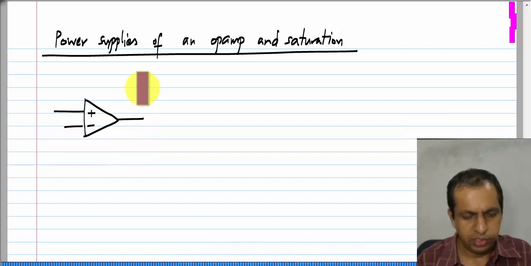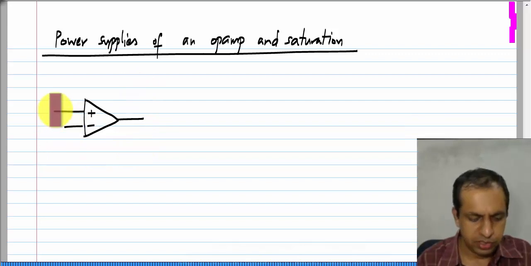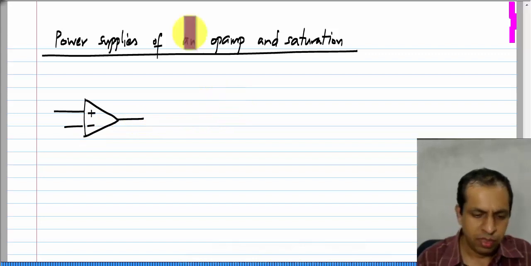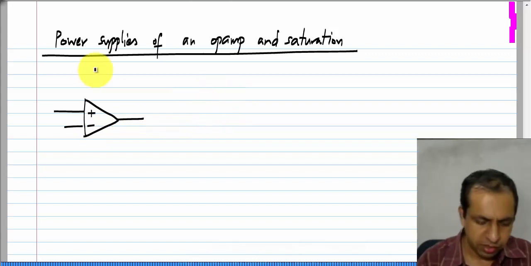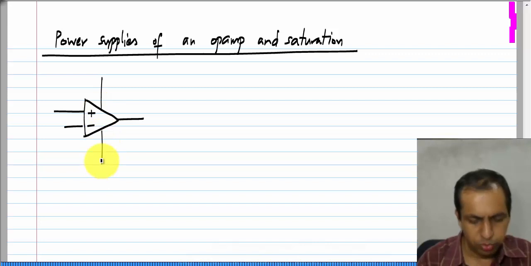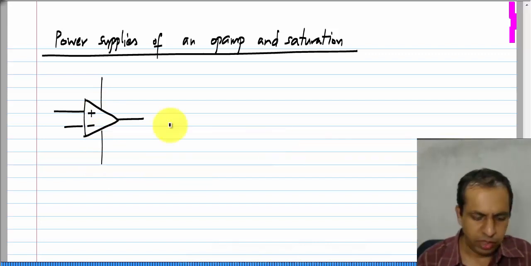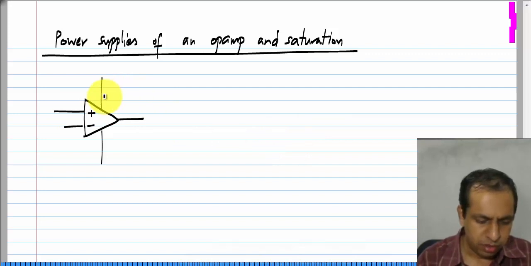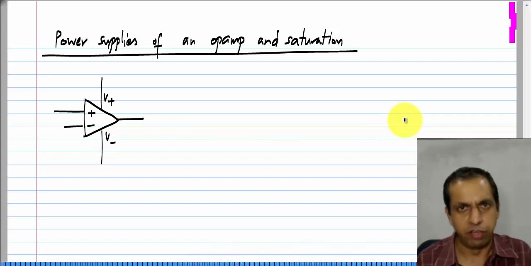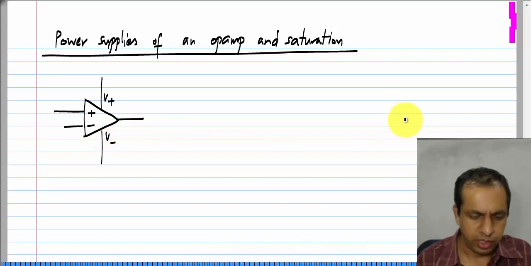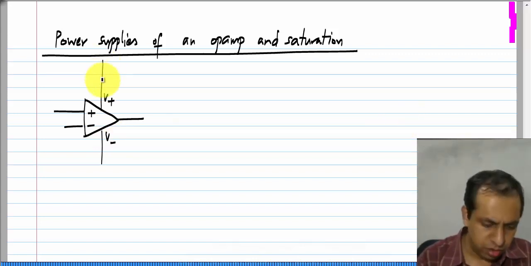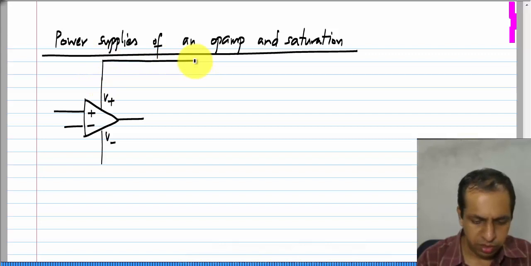So far, I have been using this symbol for the op amp with 3 terminals: non-inverting terminal, inverting terminal and the output. Now, this it turns out is incomplete and we need 2 more terminals to which we can attach the power supply. Typically this is labeled V plus and this is labeled V minus. And you connect some power supplies to it.